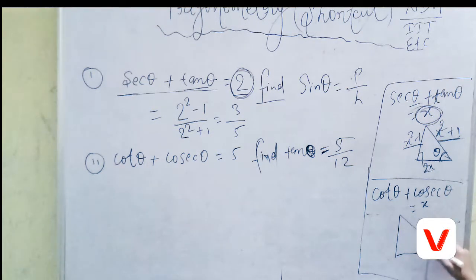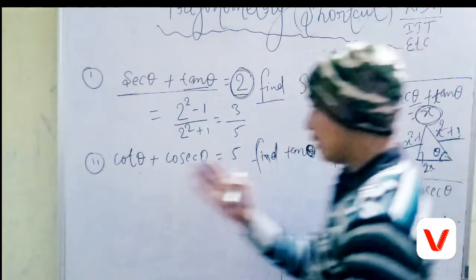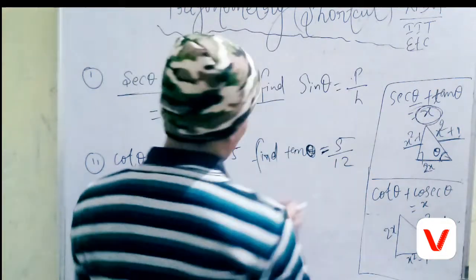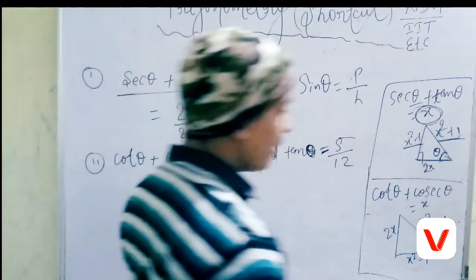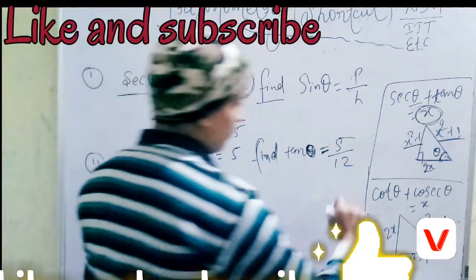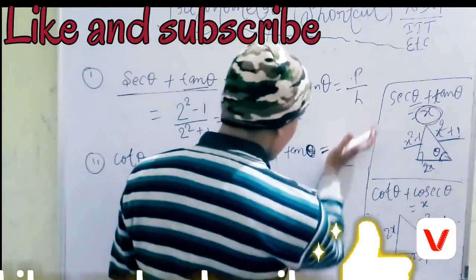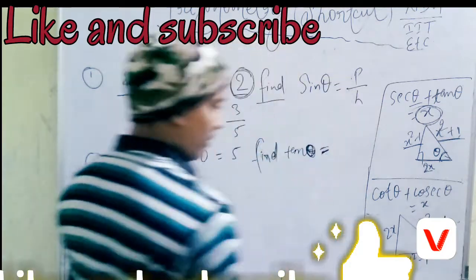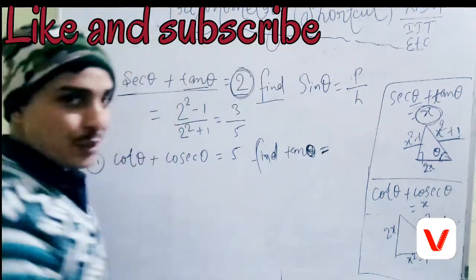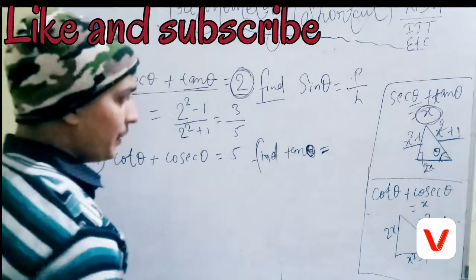If theta represents this angle, then we can write twice of x is the perpendicular, x square minus 1 is the base, and x square plus 1 is the hypotenuse. Okay, so cot theta plus cosec theta equal to 5. Then we can find the value of tan theta. So how is it possible? You can also find out the answer.